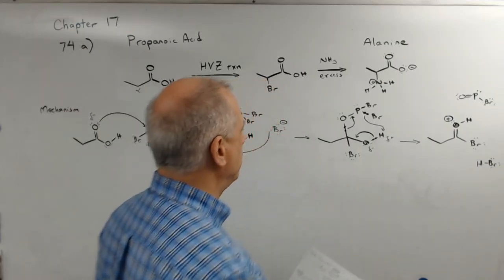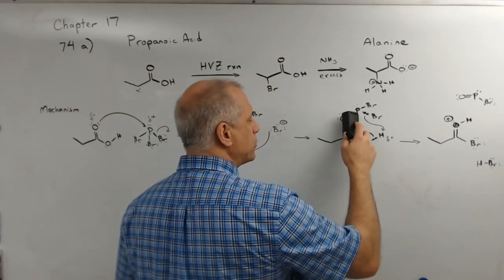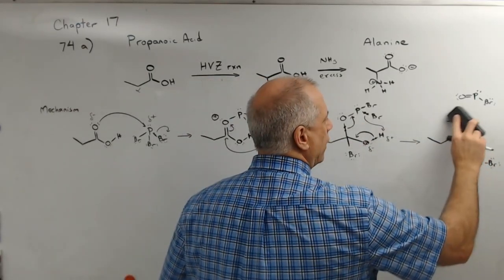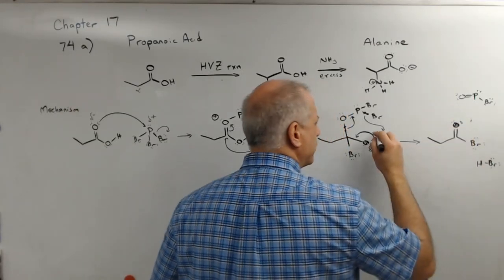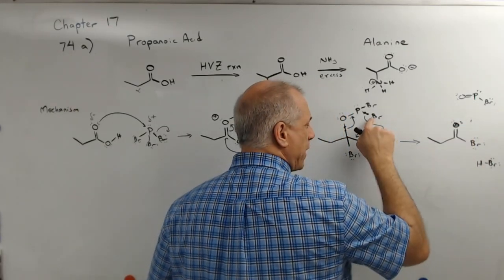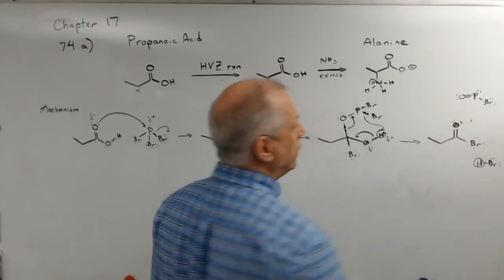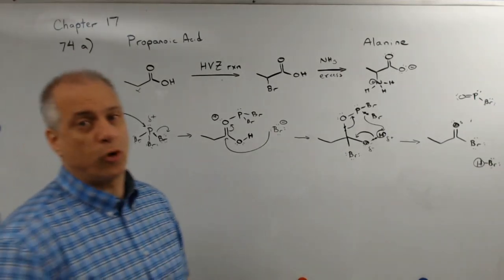I think something else. Oh, I think I messed up here. Apologies. This oxygen comes over there. This goes over there. I lost that hydrogen. I messed up. Apologies there. Because this hydrogen got picked up by that bromine right there. At this point, we have an acyl chloride or acyl bromide.